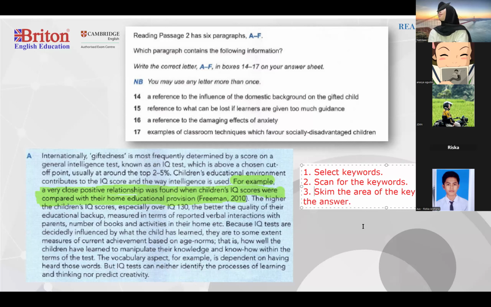Like the example I gave you, right? The keyword is domestic background, the background of the home. You look for it, you find it here, home, and then you read around the keyword, and you will find the higher the children's IQ, the better the quality of their educational backup. So it confirms the statement. The answer is A. Okay? Any questions about the strategy? Clear? All right. If it's clear, let's do the triple S again for number 15.